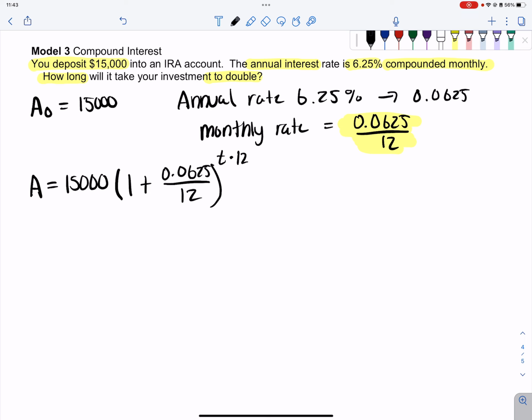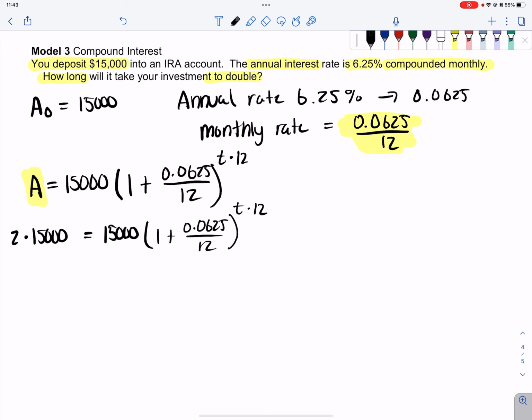So now that I have my formula for this, I want to find how long it will take for this investment to double. That means I need to replace my A with 2 times my starting amount and then work to solve for t. So I'm going to have A be replaced with 2 times 15,000. And now this is still equal to 15,000 times 1 plus the 0.0625 over 12 raised to the t times 12.